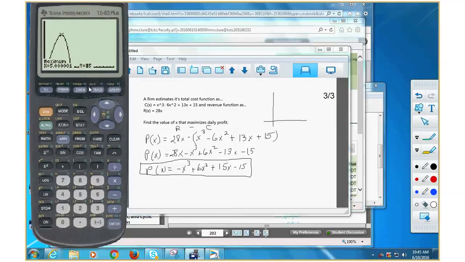Okay? But how can you find it if you don't have a calculator or you don't have it graphed on them? Then you take the derivative of this guy and then you set it equal to 0. So do that.